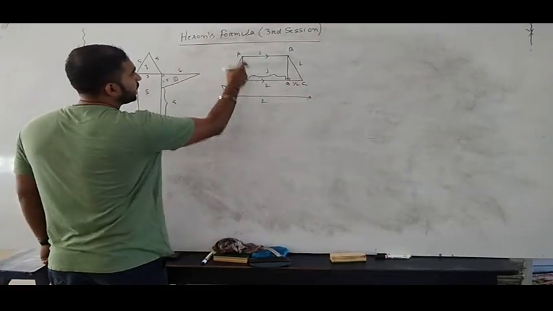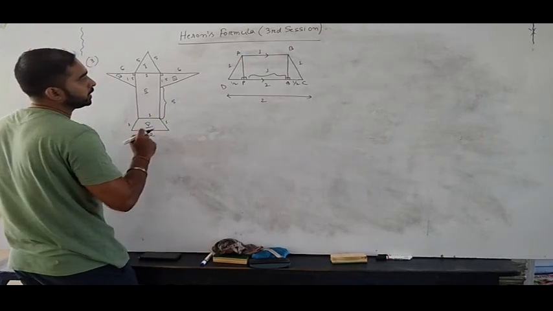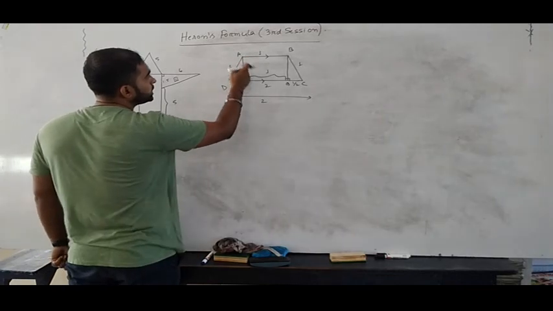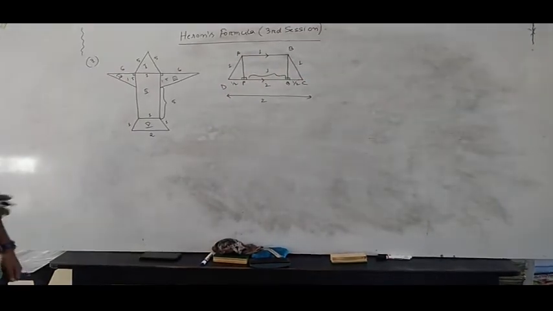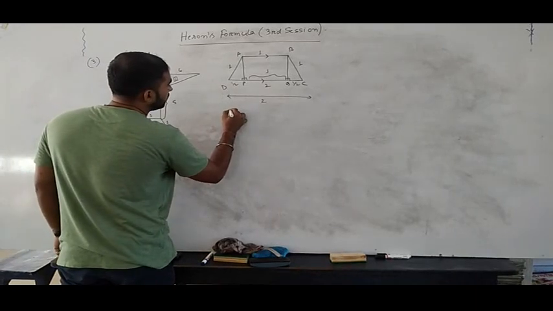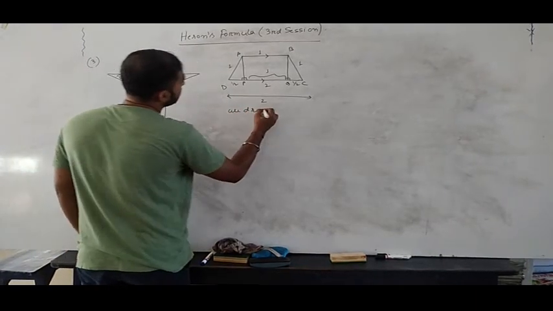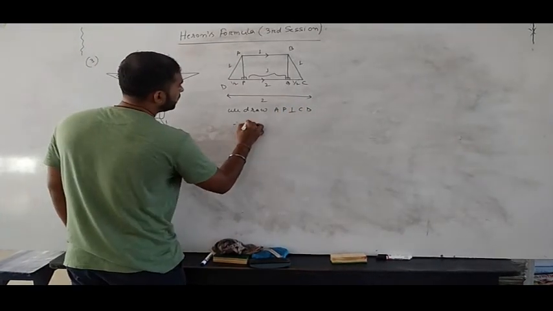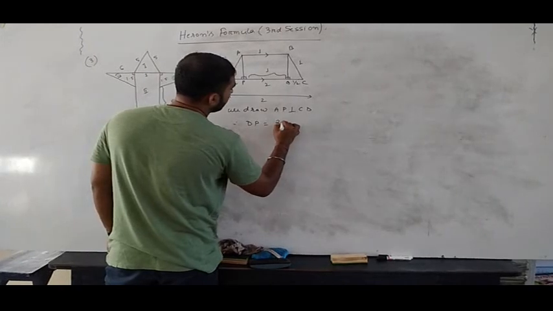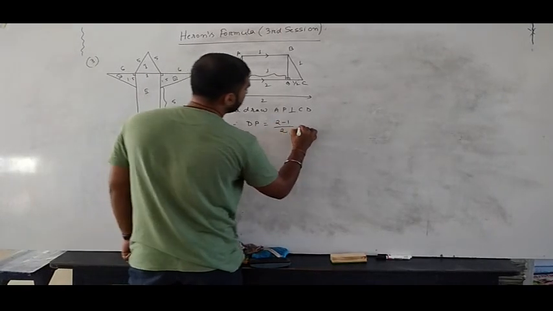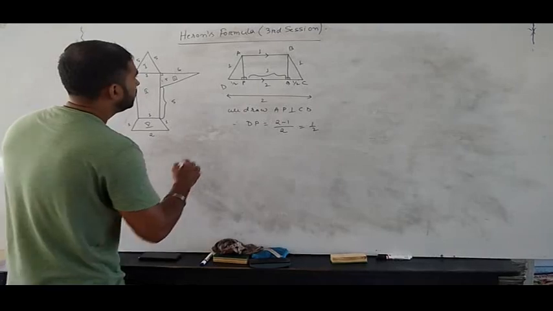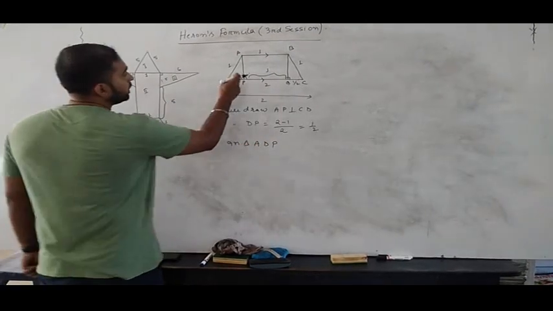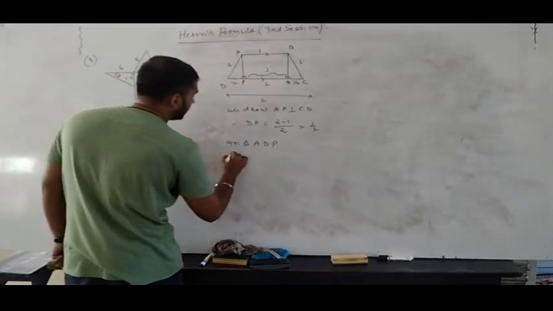Now this is a right angle triangle. ADP is a right angle triangle, so by using Pythagoras theorem we can find the value of AP, and AP is the height of the trapezium. So now we draw AP perpendicular to CD. Therefore DP equal (2 minus 1) divided by 2, that is 1 by 2. Now in triangle ADP, if this one is 90, this will be the hypotenuse AD.